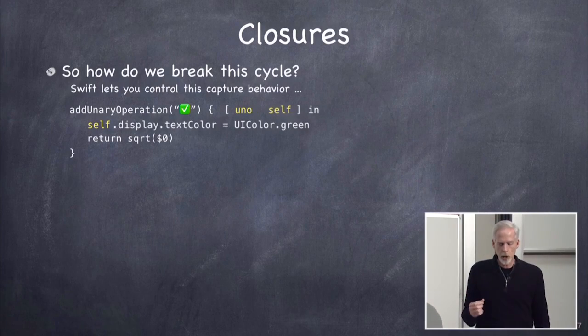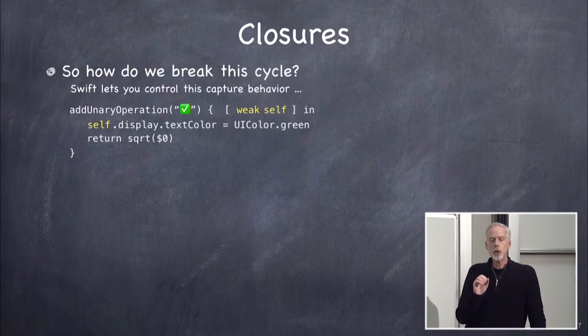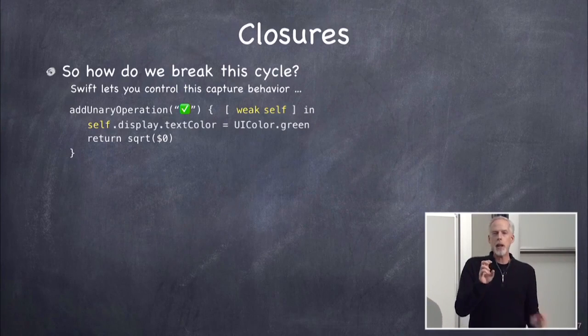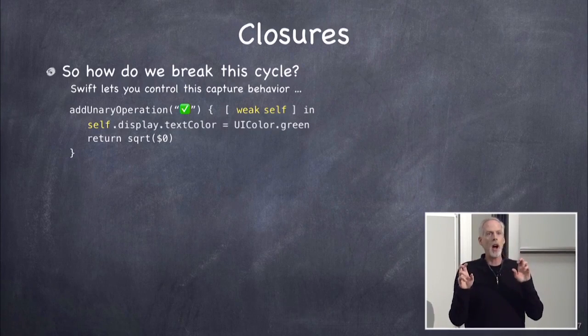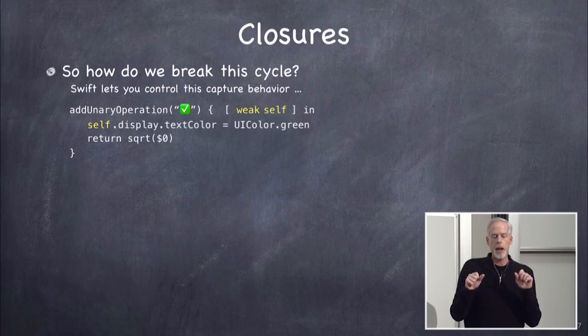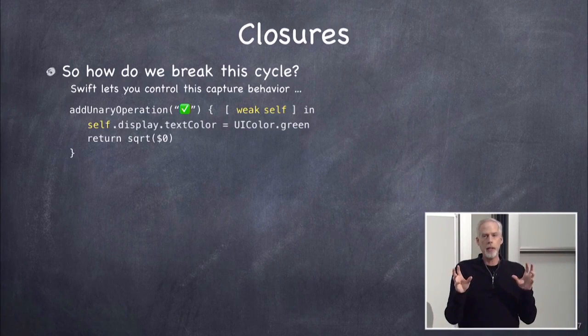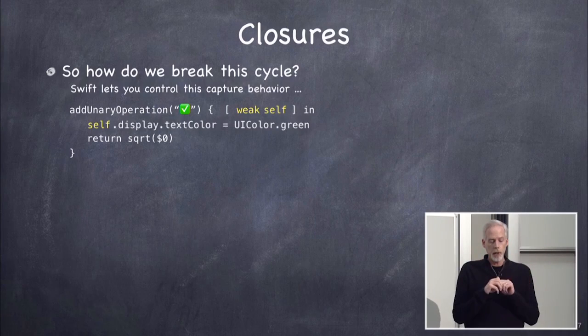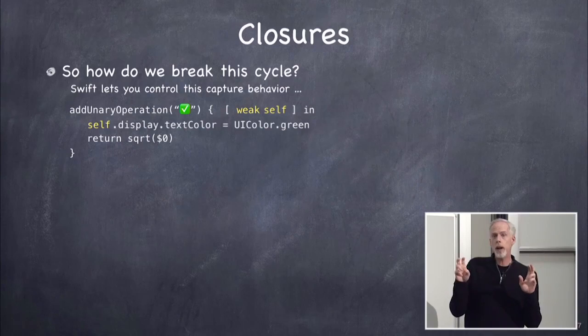All right? Now, let's talk about breaking it with weak. So I can also say weak self. Okay? And that means that self is now a local variable in this closure that's an optional view controller. And if that view controller is not in the heap, this variable self, which is different than the global self, is going to be nil. So this is a safe way to do it.